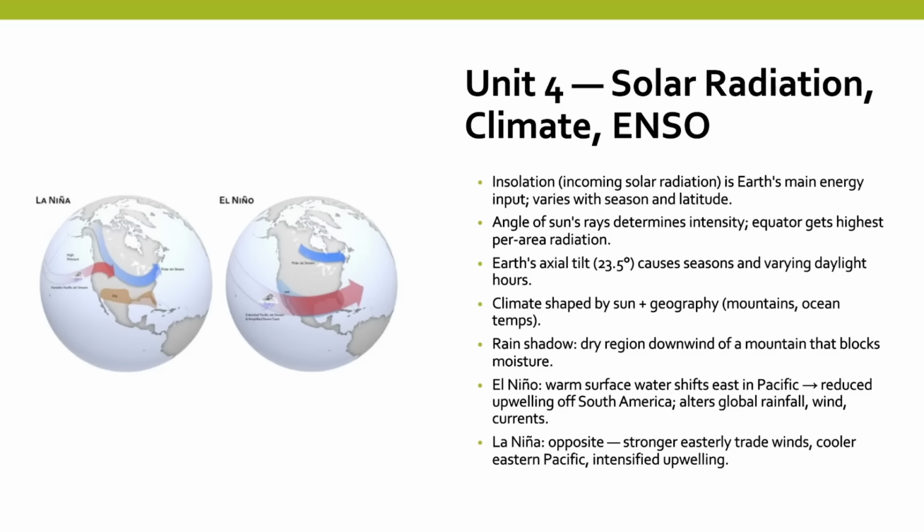Solar radiation is uneven. The equator gets most per area because the sun hits it directly. Earth's 23.5-degree tilt creates seasons. Mountains create rain shadows, dry regions where moisture has been wrung out. El Niño shifts warm water east in the Pacific, suppressing upwelling off South America and scrambling global weather. La Niña is the cooler opposite phase.